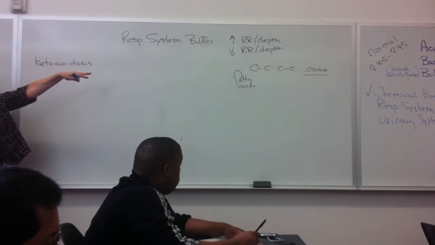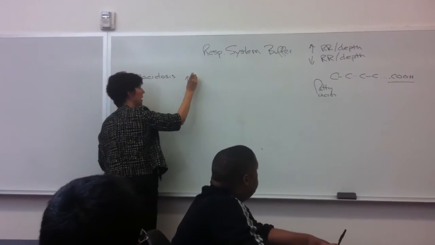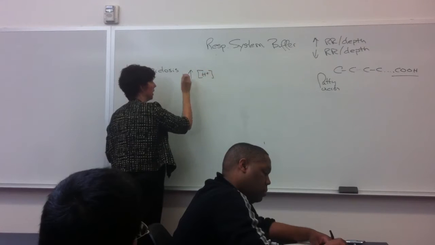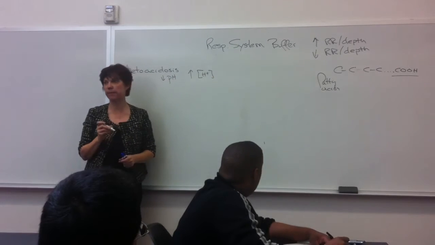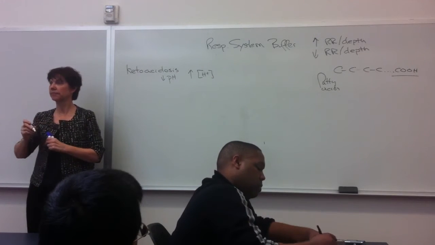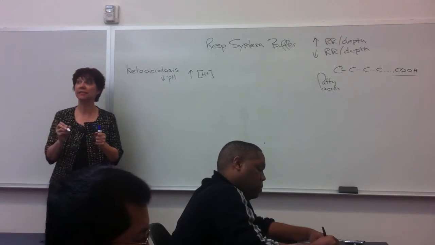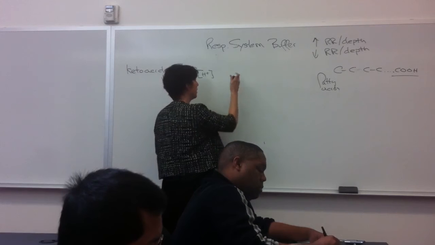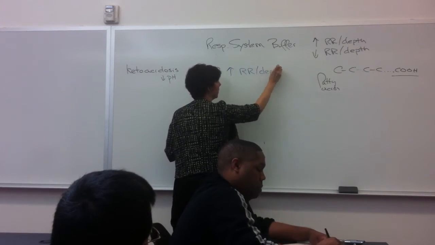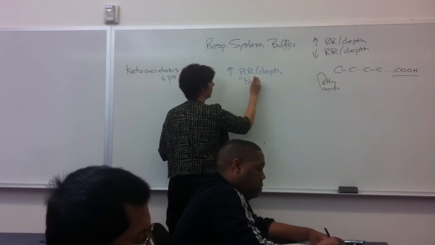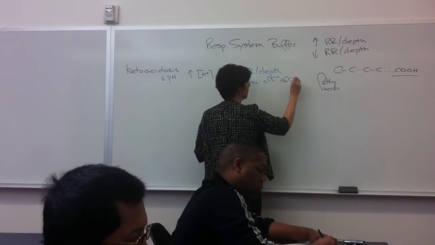What would be the change in respiratory rate if your pH dropped, so you have too many hydrogen ions and a low pH? What would be the change in your respiratory rate? Would it increase or decrease? It's going to increase, all right? So your response would be an increase in respiratory rate and depth. Blow off CO2.